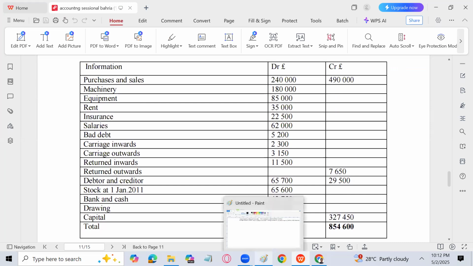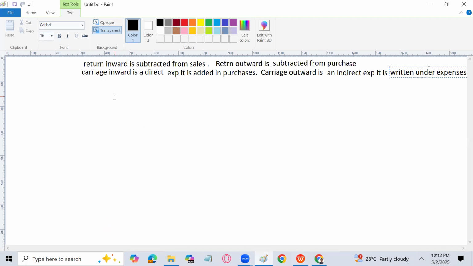Before going into this, we need to learn that return inward or sales return is subtracted from sales, and return outward, which is known as purchase return, is subtracted from purchases. Then carriage inward is a direct expense. It is added in purchases. Why? Carriage inward is basically the freight inward.